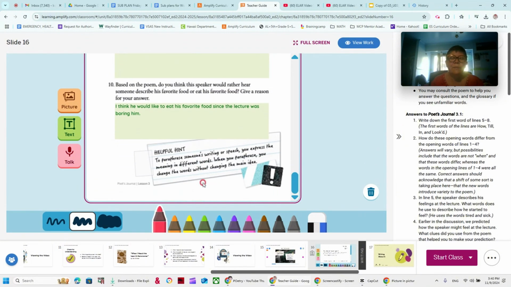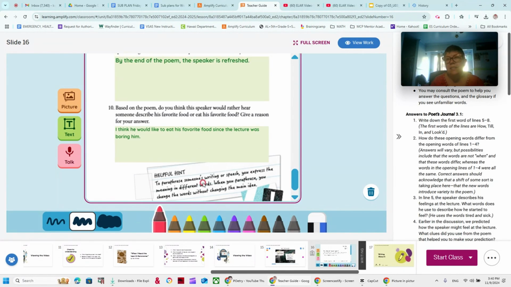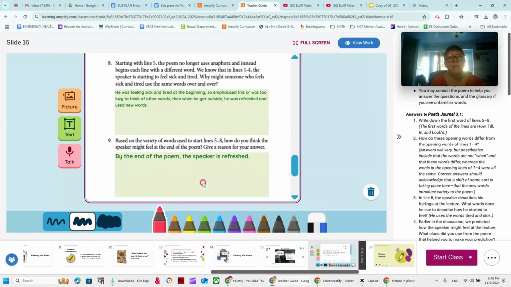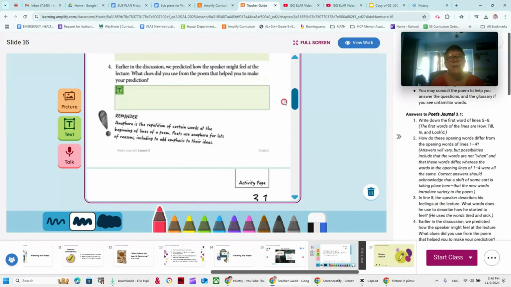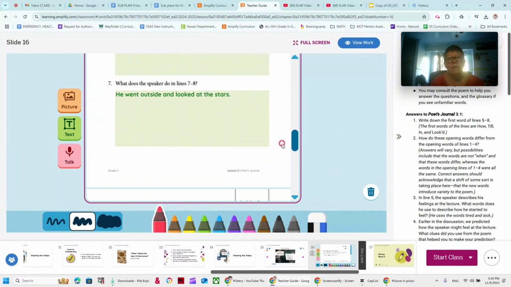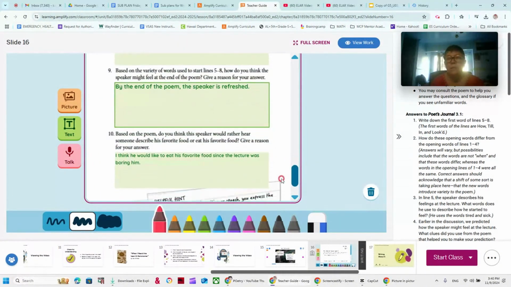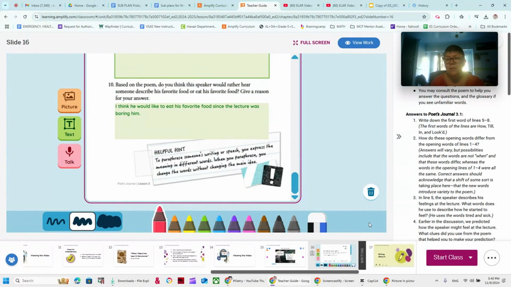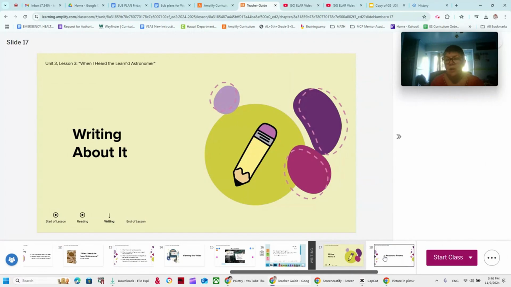Okay, to paraphrase someone's writing or speech, you express the meaning in different words. When you paraphrase, you change the words without changing the main idea. Very good. And if you don't have this written down, if you didn't get to finish, hopefully you paused me and got that taken care of. So make sure that you have everything filled in. And if you need help, you can get it, or you can ask someone to copy theirs. Oh, right. And we're going to go on to writing about it.